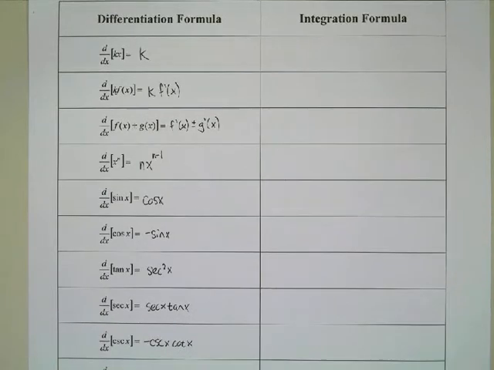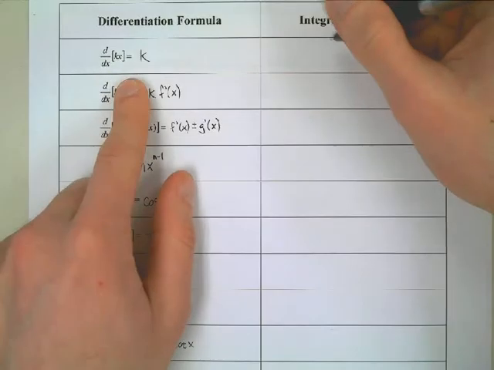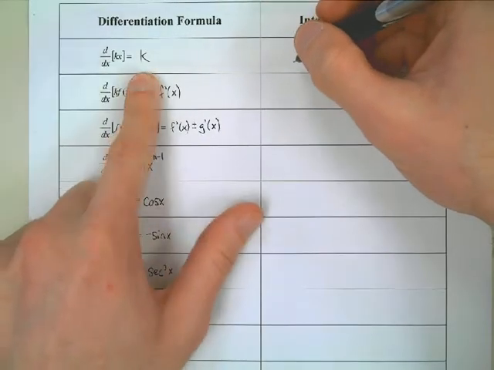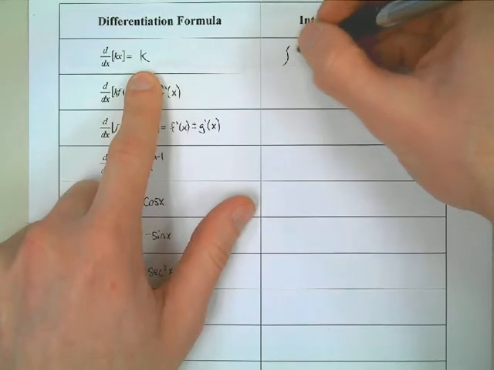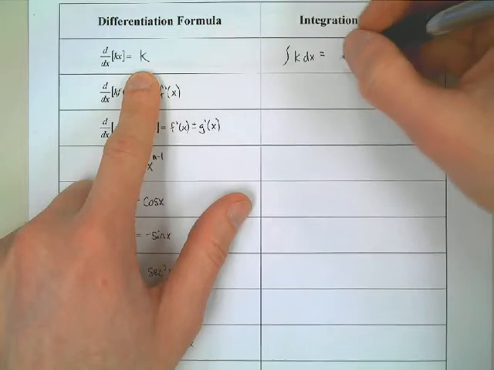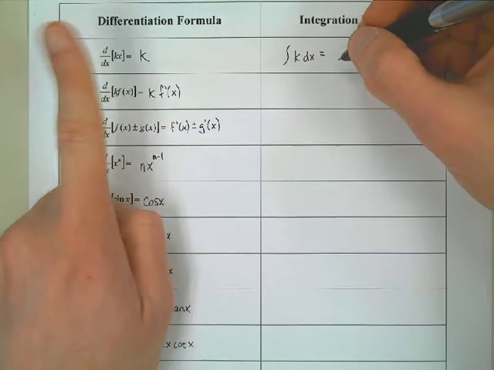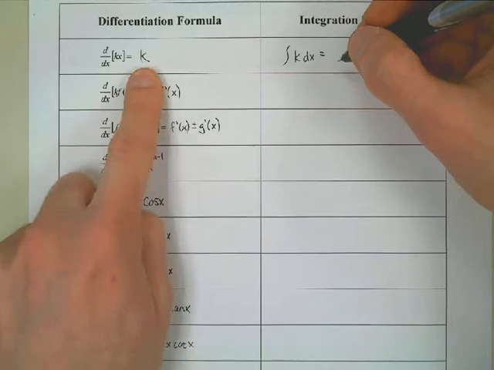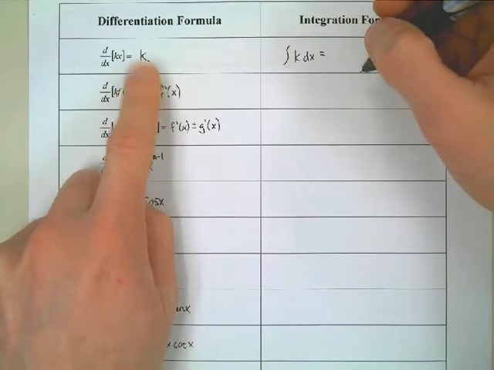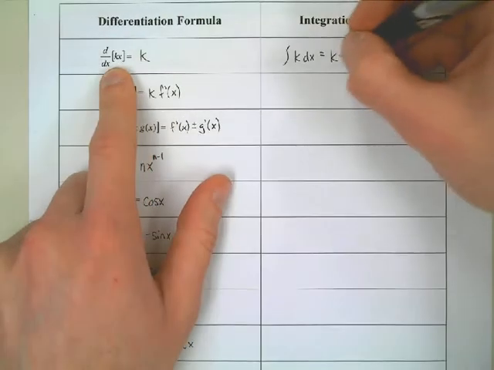With this kind of formula, if this is true, the derivative of this gives us this, then if I integrate k with respect to x, what should that equal? Again, if I take the derivative of kx and it gives me k, then if I integrate, or do the antiderivative of k, what should I end up with? Kx. But plus a constant, right? Because the derivative of that constant would be 0, it would disappear.